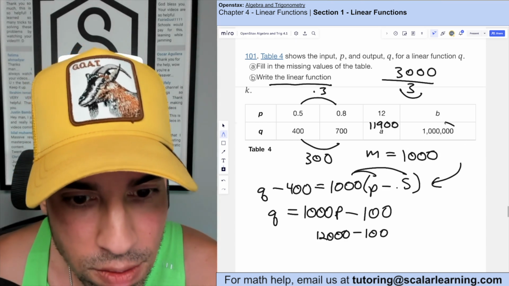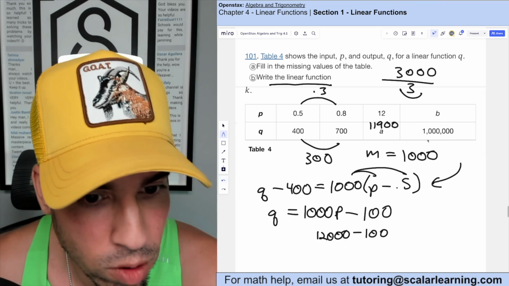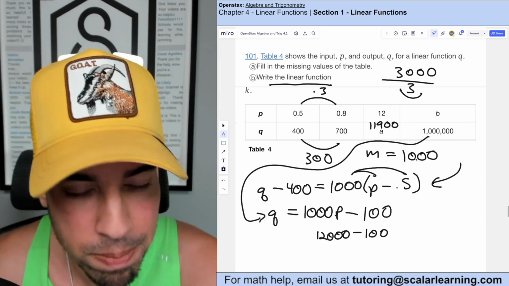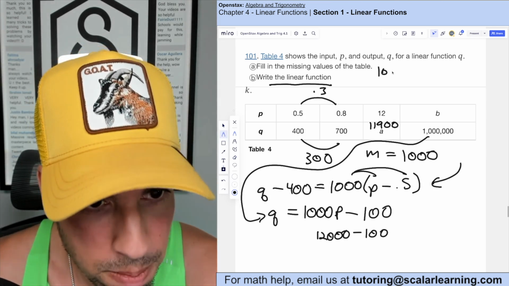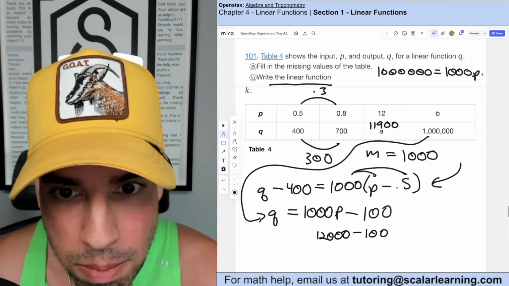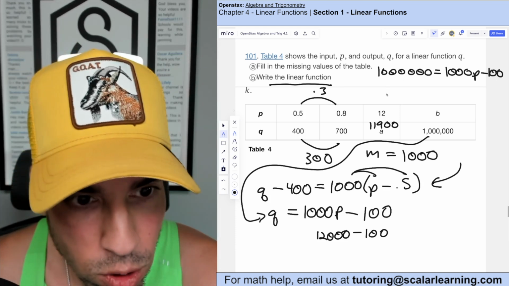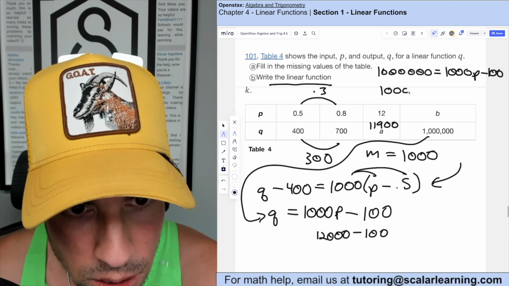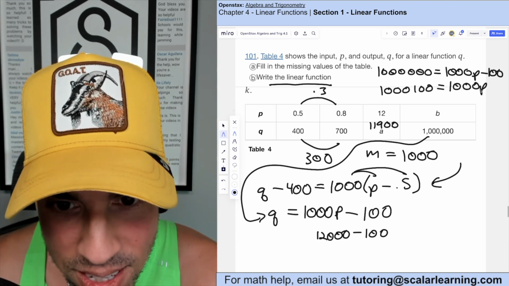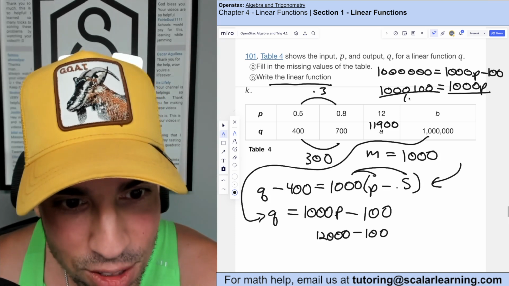Now, what about B? So for B, they're giving us the Q value of 1,000,000. So I have to plug that in for Q right here. And then I have to solve for P. So we're going to do that up top. We got 1,000,000 equals 1,000 P minus 100. So I'm going to add 100 to both sides. 1,000,100 equals 1,000 P, and then we're going to divide both sides by 1,000 like so.